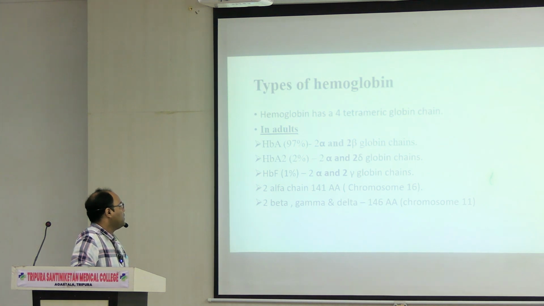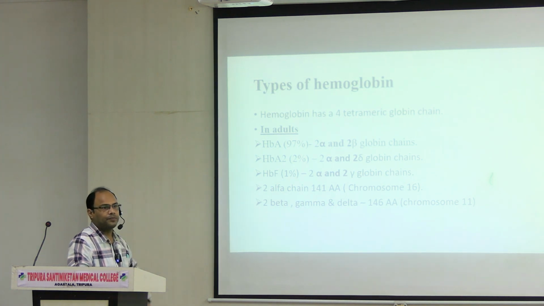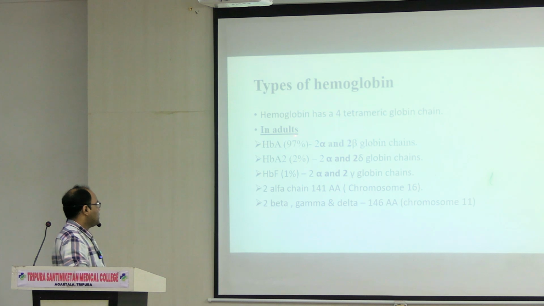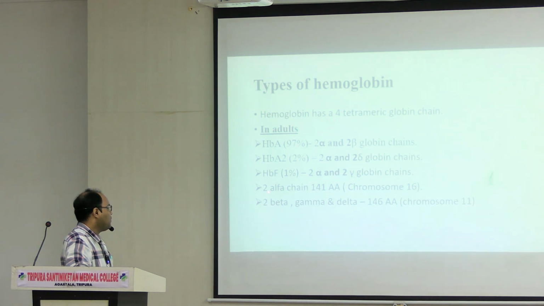So types of hemoglobin in adults, as I told earlier, you can take a screenshot. Adult hemoglobin is 97% of hemoglobin and consists of 2 alpha chains and 2 beta chains. And some other minor variants are there. HbA2 is 2%, 2 alpha chains and 2 delta chains. And HbF has 2 alpha chains and 2 gamma chains, and the alpha chain has 141 amino acid residues.